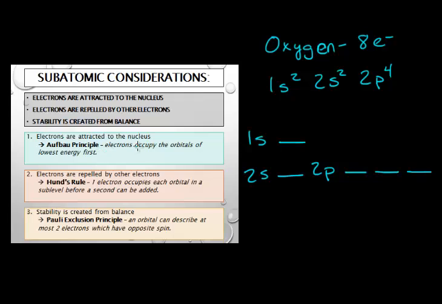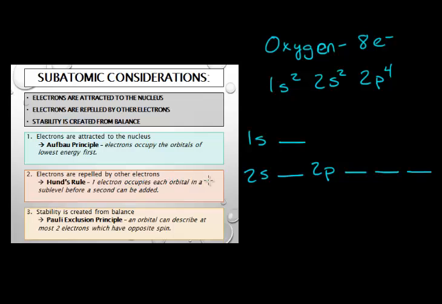Aufbau's principle says electrons occupy orbitals of the lowest energy first. What that tells us is that we should put electrons in the 1s before we put electrons in the 2s, because the 2s is at a higher energy state. That is, they're further away from the nucleus.